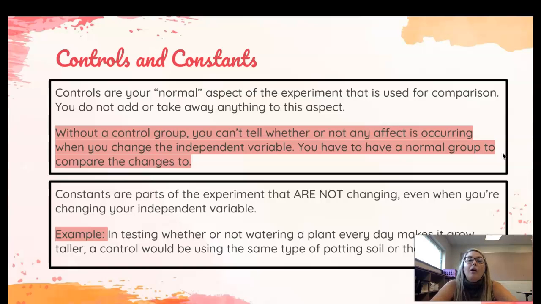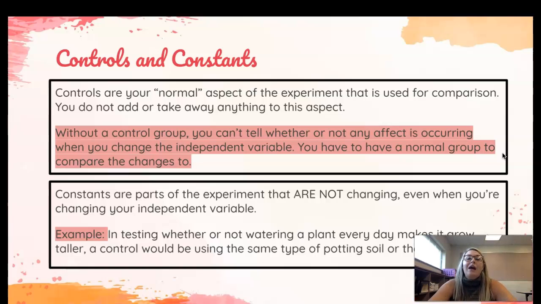A constant in that situation would be using the same type of potting soil. You can't give one plant Miracle-Gro and the other plant just some regular dirt. You have to keep things the same so that you can tell, when you're changing your independent variable, if that's what's really causing the change. If you're using different soils or different types of plants, then you're going to get skewed data, because some plants might grow better without a lot of water.